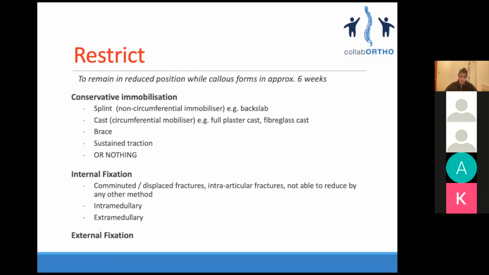So internal fixation is one type of mode of restriction, and that's more commonly used in comminuted fractures or displaced fractures or fractures going into the joint. So anything you cannot reduce or immobilize conservatively, you then do operatively. And there's 2 ways of doing that, either intramedullary, so that's, for example, nails going through the bone, or extramedullary, like plates and screws. Or external fixation, which is a frame. And we'll go through all these different methods a little bit later. So a frame outside the body.